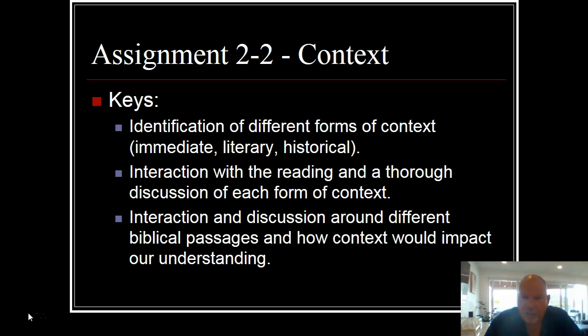I wanted interaction and discussion around different biblical passages: an example from the immediate context, how that helps; literary, how understanding that would help a specific passage; and a historical context, how that helps a specific passage. So I wanted support from the reading. I wanted support from the Bible.